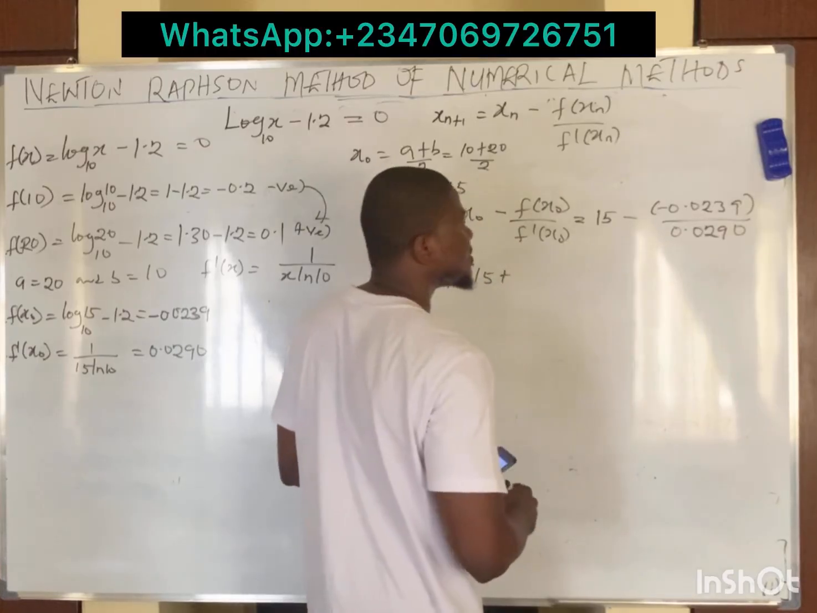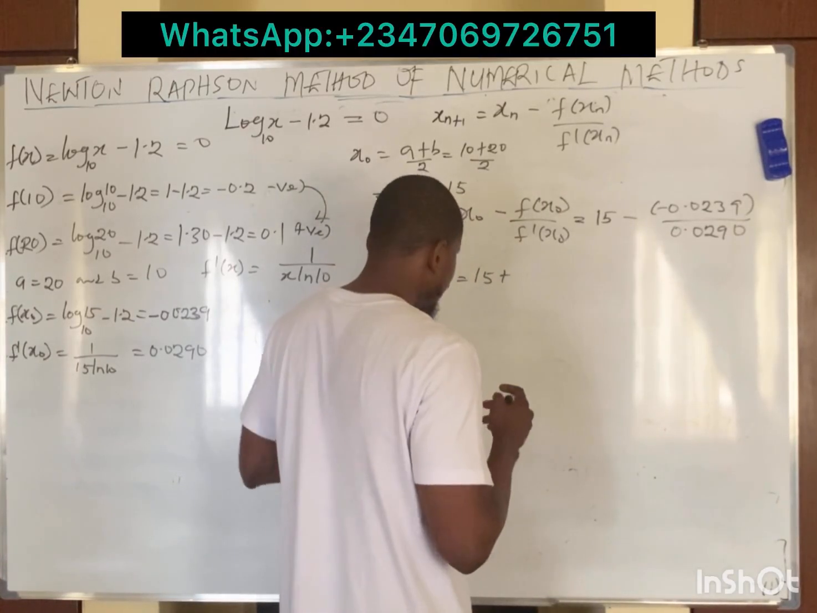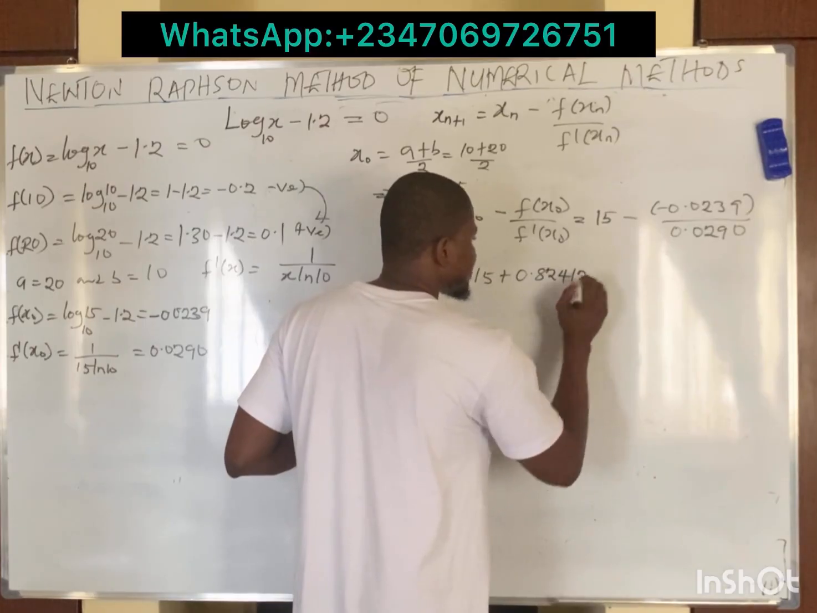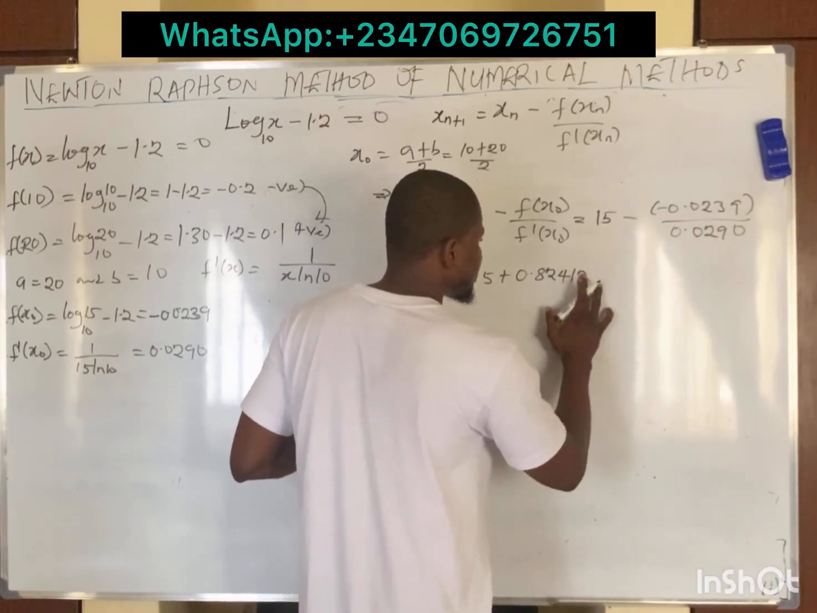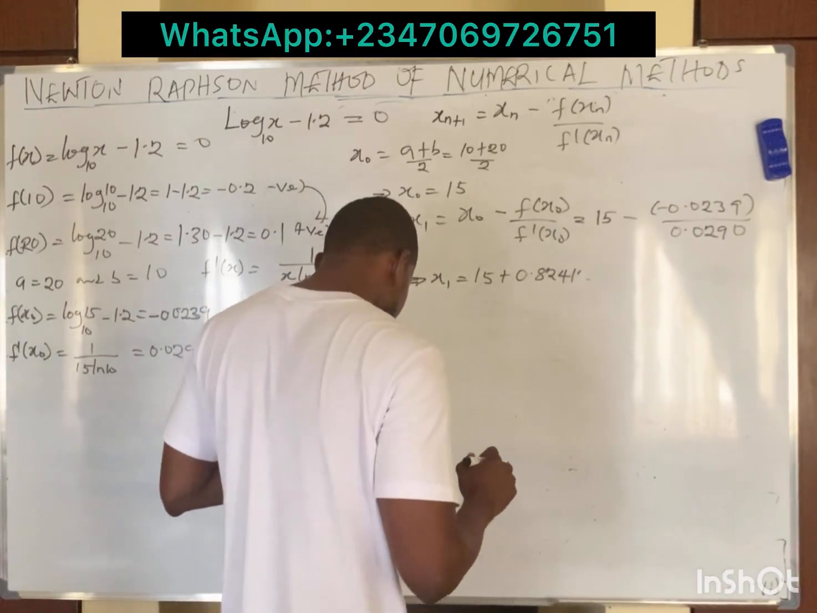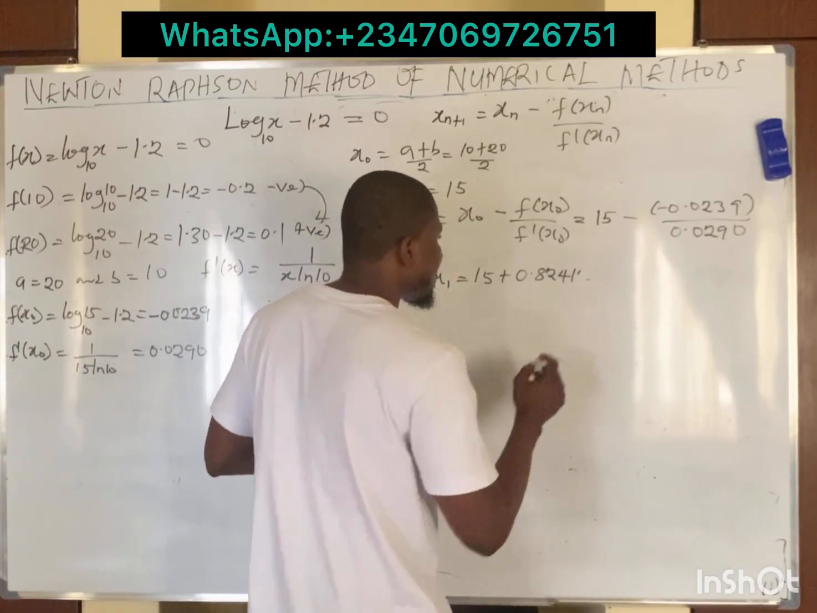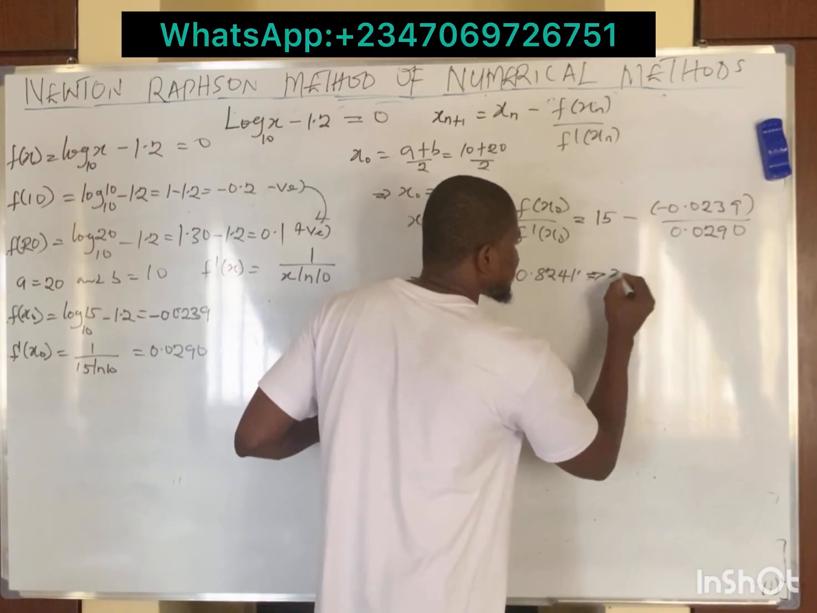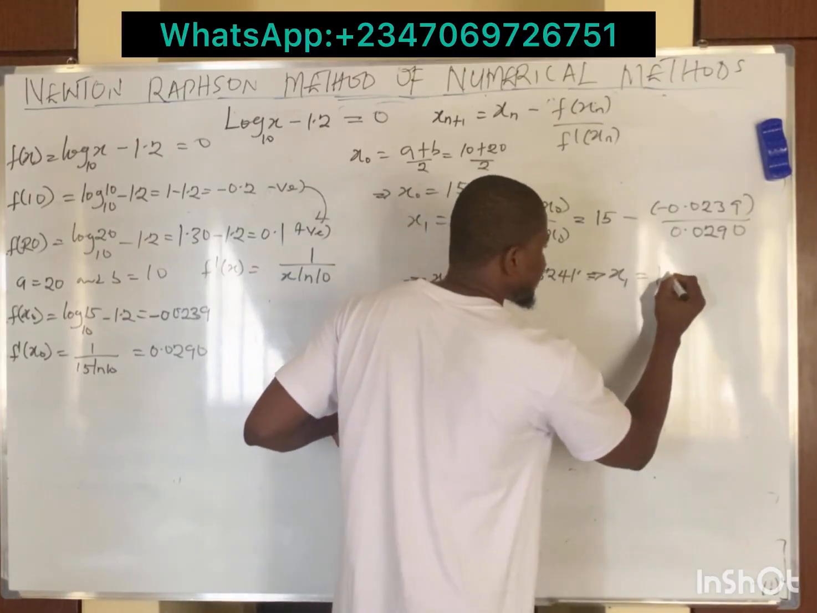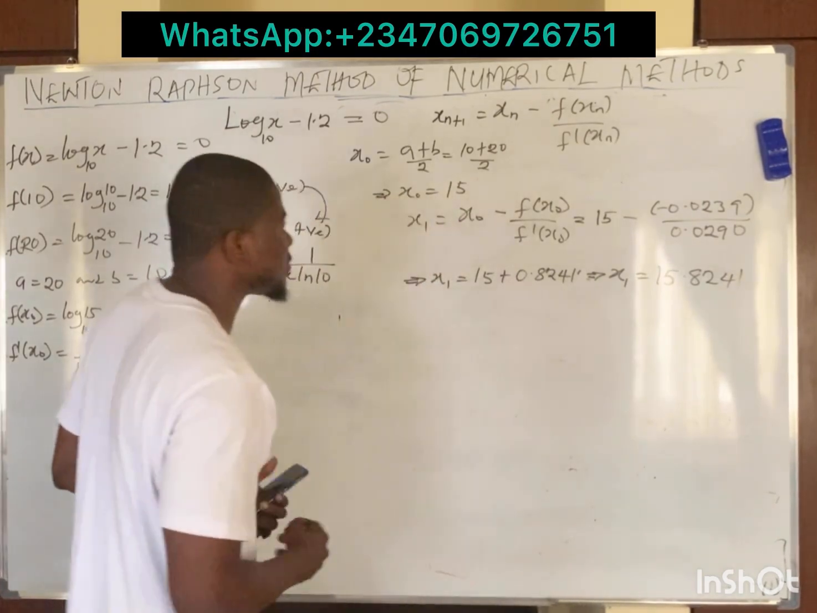So let us find this ratio, 0.0239 divided by 0.0290. That gives us approximately 0.8241. Let's take it to 4 decimal places. So if you add this up now, you simply find your first root x1 is going to be equal to 15 plus this, which gives us 15.8241. So we have our first root.